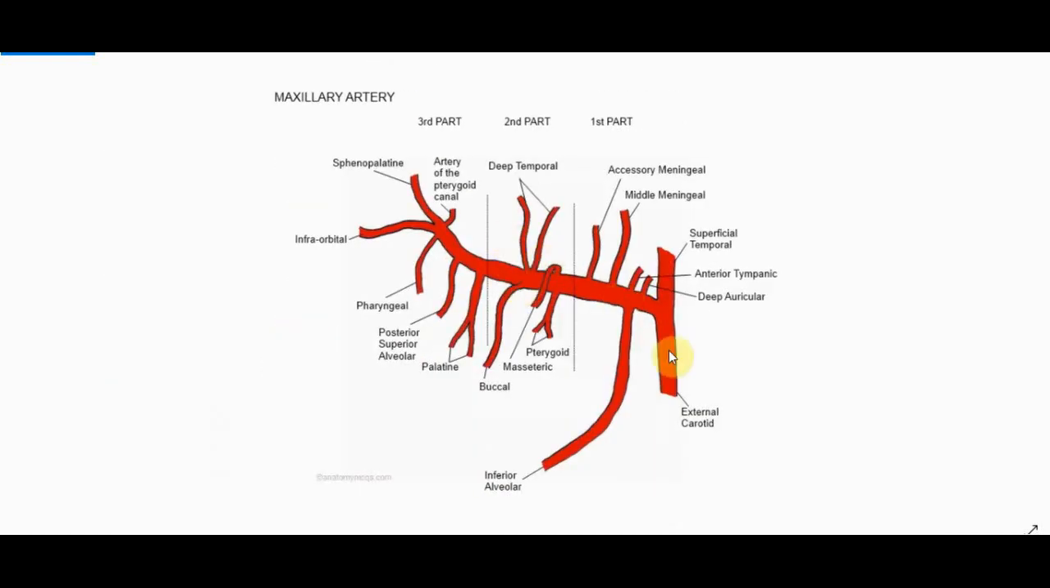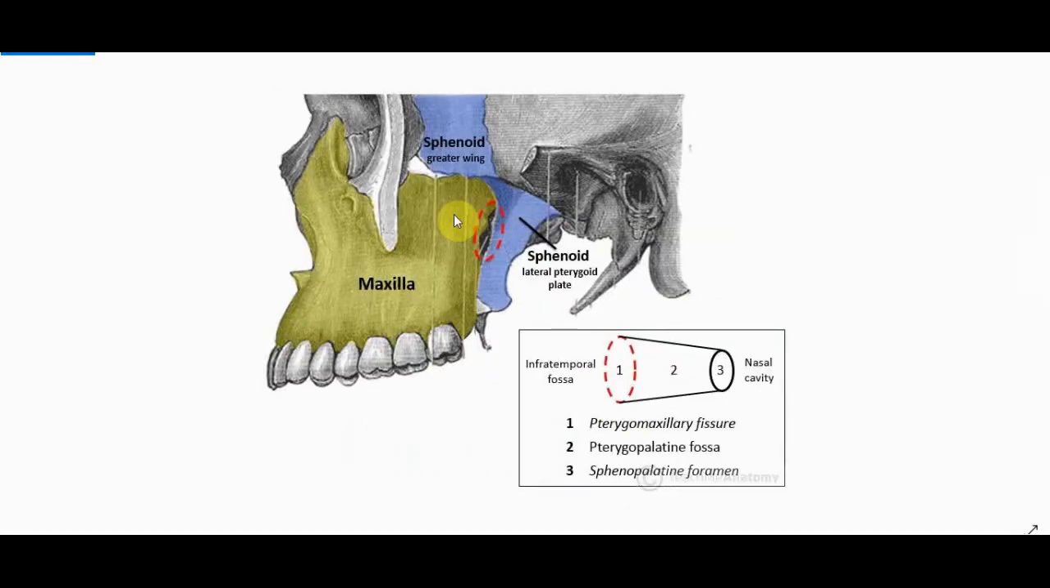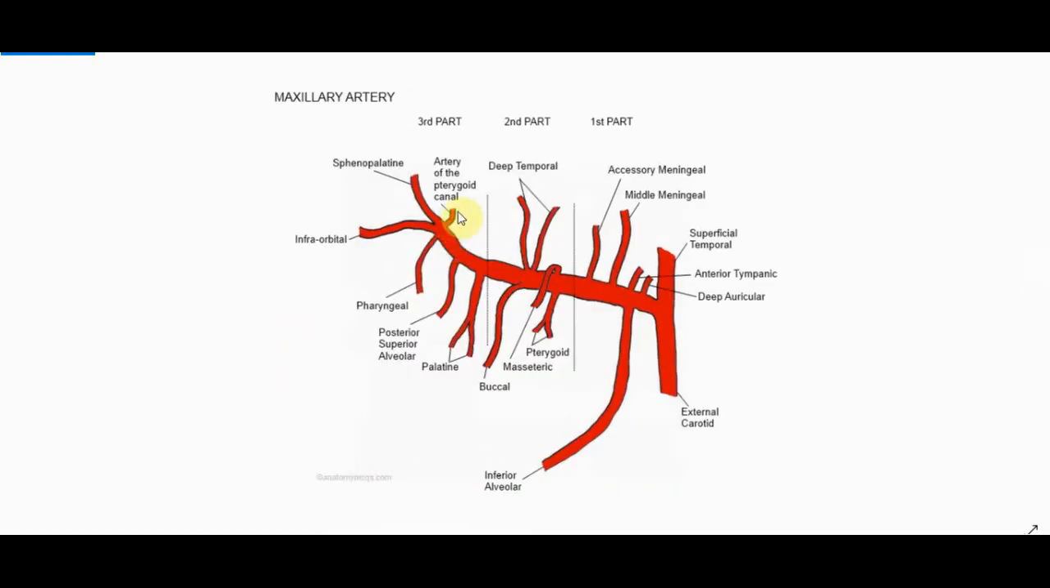Let's look at this again. This is showing the trajectory better than the first one. We have the sphenopalatine, which is seen as the terminal branch with the artery of the pterygoid canal. I'll show you something over here. Right, so this is the one that's entering into the pterygoid canal, right? And this is the sphenopalatine.